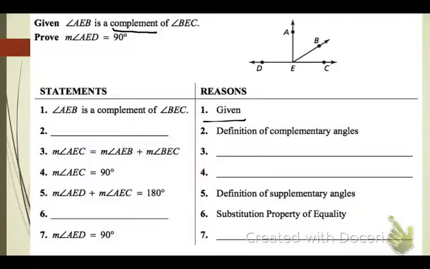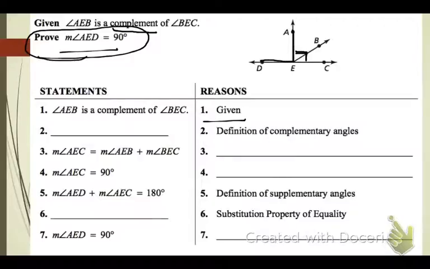Oh, we should stop and look to see what it is we're trying to prove. In this case, we're trying to prove that the measure of angle AED is 90. So notice they tell us AEB is a complement of EBC. That means we eventually know that those two have to add up to 90. We want to show that this angle over here, AED, is also 90 degrees. That's what we're trying to get to.